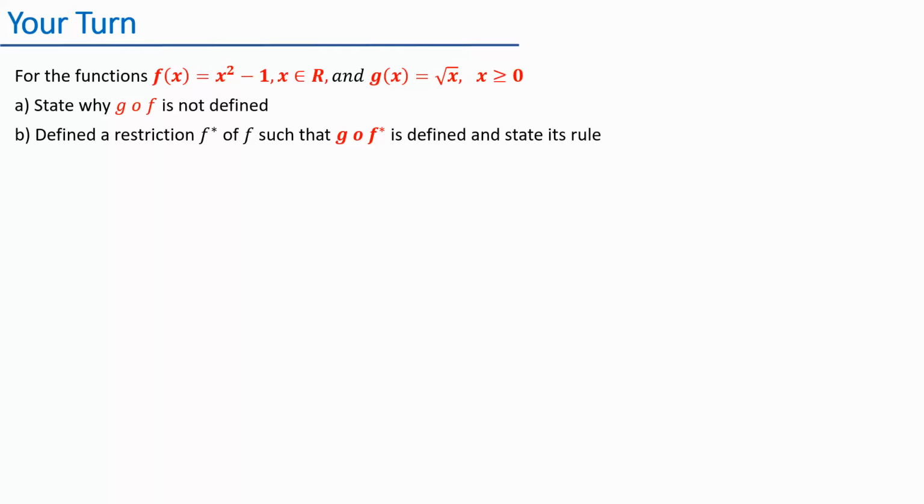You know how we're supposed to restrict it? When we're writing the rule, you have to make the range 0 to infinity, right? But how do we write that as a rule?